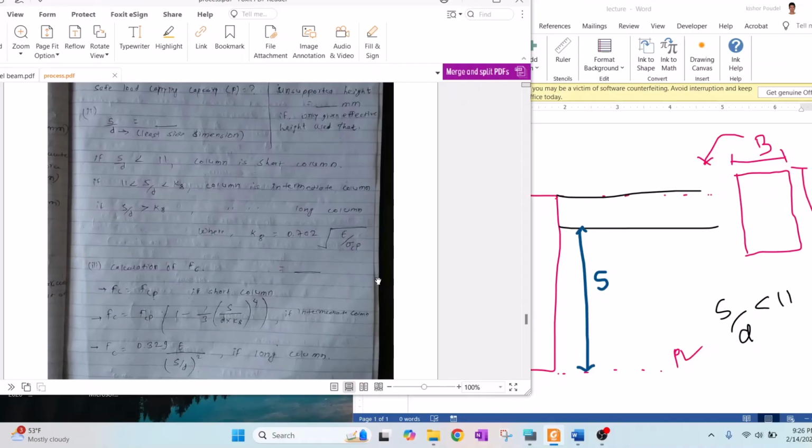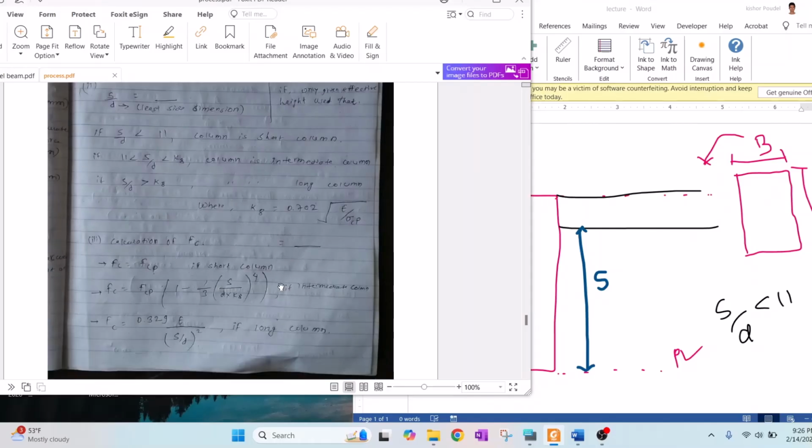without consideration of the length of the column. That is typically not the permissible compressive strength for a member, but for a section. We will discuss this value in detail in the numerical problem. For now, sigma CP simply means the permissible compressive strength of the wood section. I forgot to say about the long column. The long column is categorized when the S by D ratio is greater than K8.